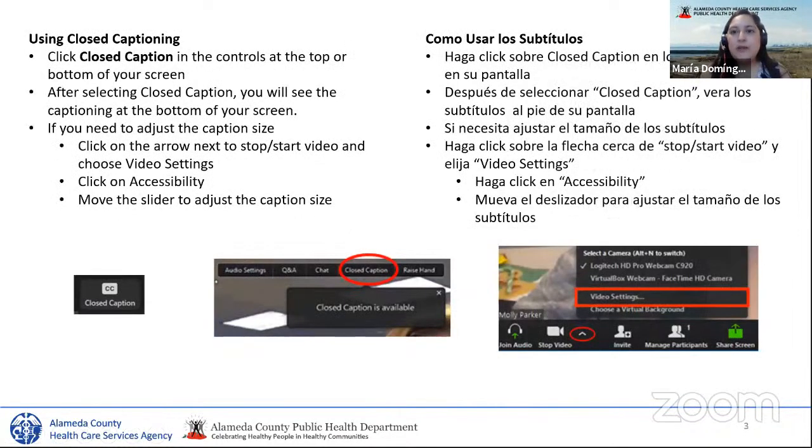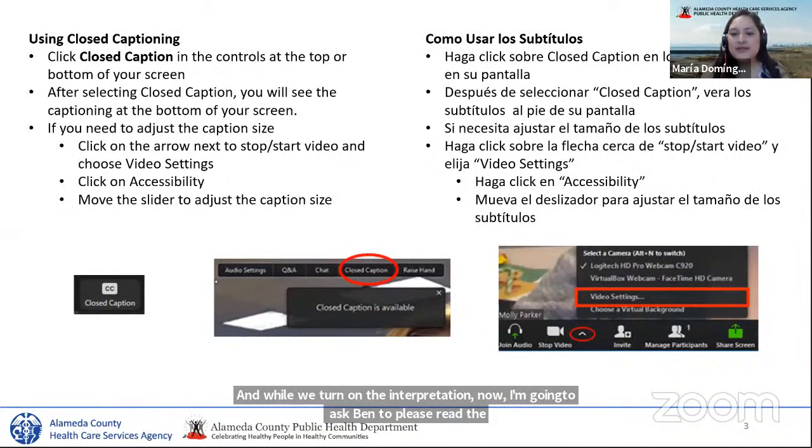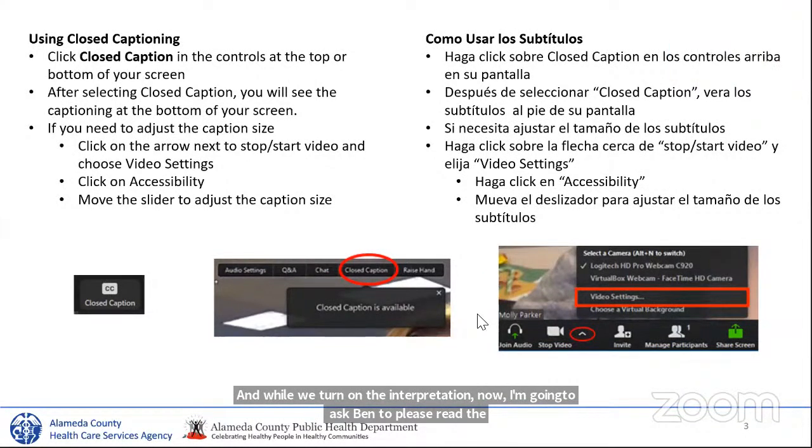And while we turn on the interpretation, now I'm going to ask Ben to please read the closed captioning instructions, as this meeting is also being closed captioned. Ben? Great, thank you, Maria.